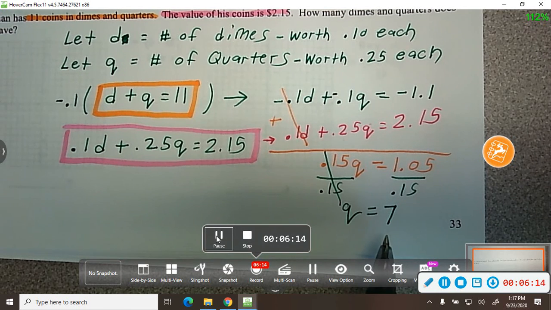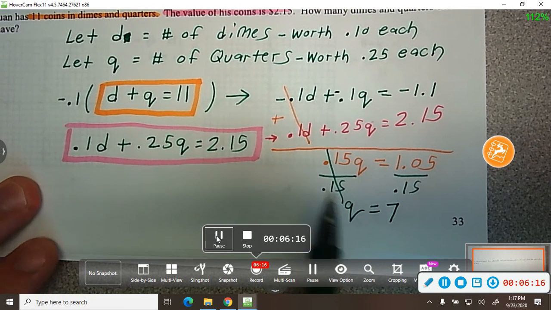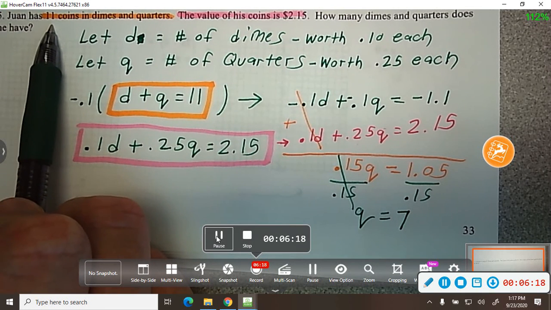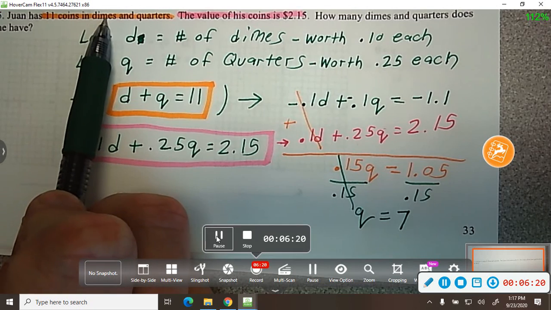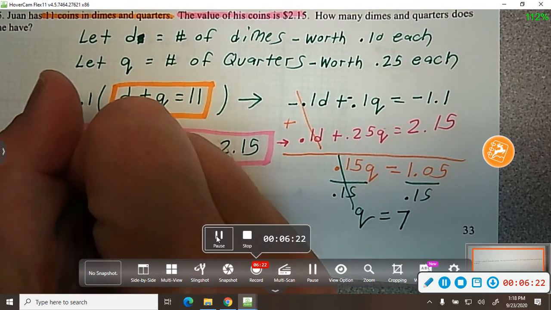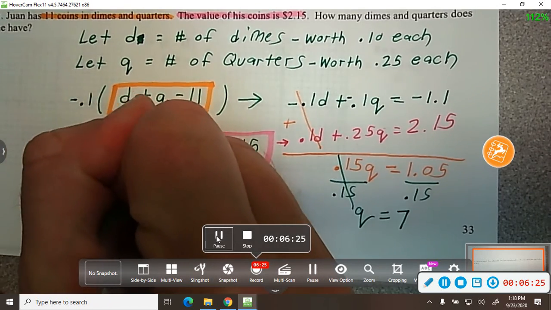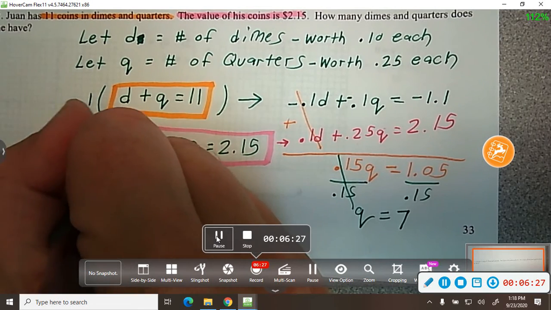Now, since I know there are 7 quarters, and I know that there were 11 coins in total, that means there must be 4 dimes. So I would say 4 dimes, 7 quarters.